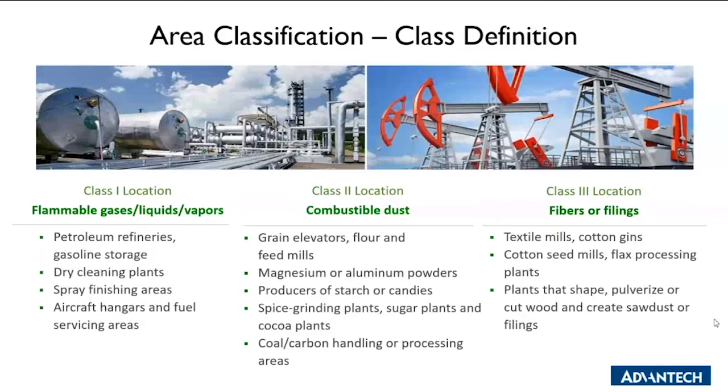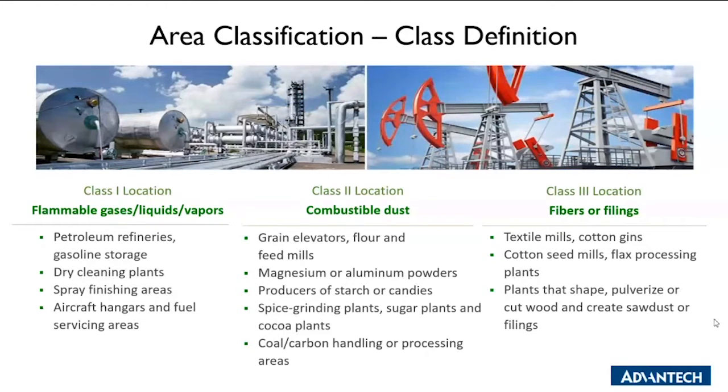So how are hazardous areas classified? In the US, the NEC, National Electrical Code, puts hazardous locations into classes, divisions, and groups for the type of material present. Area classifications of hazardous locations are determined by the likelihood of an ignitable concentration of combustible material being present.